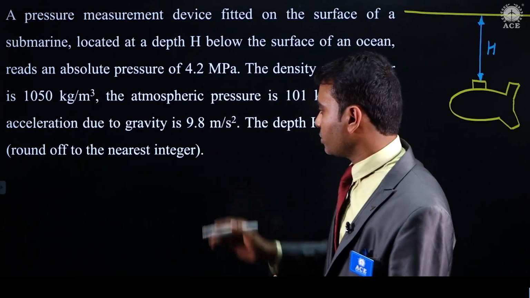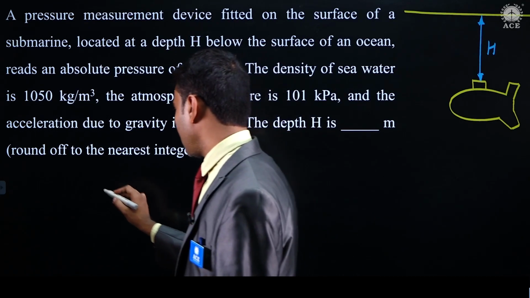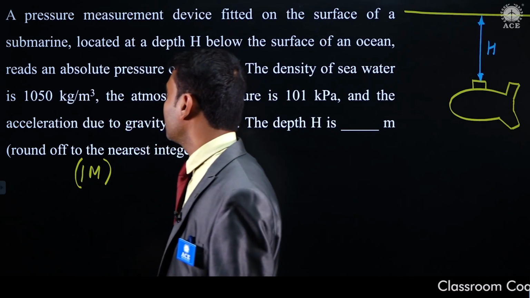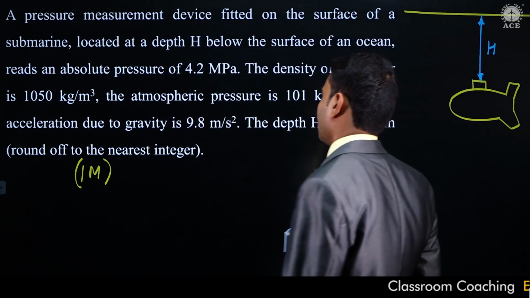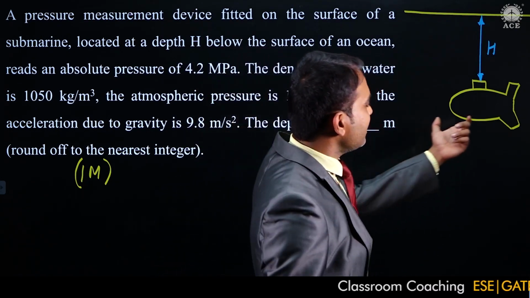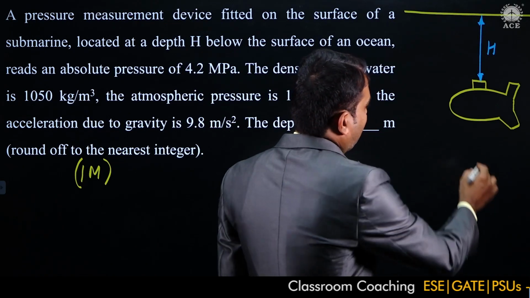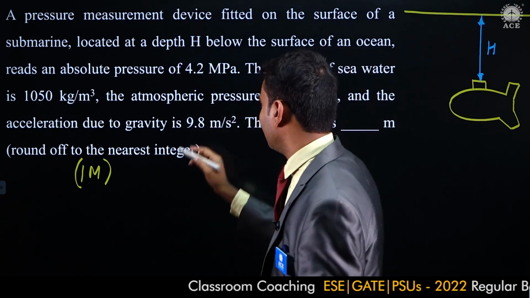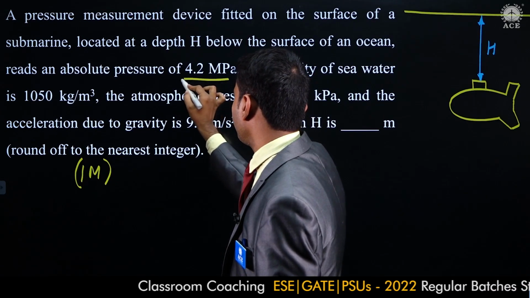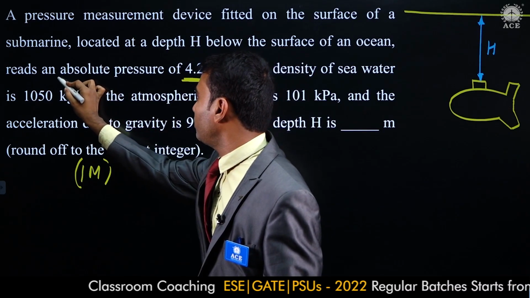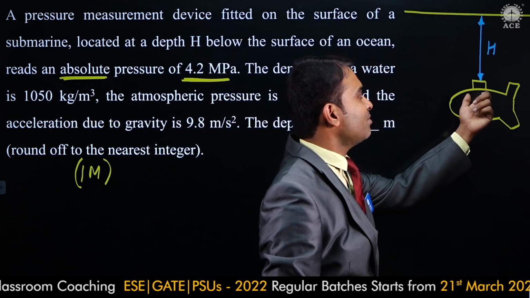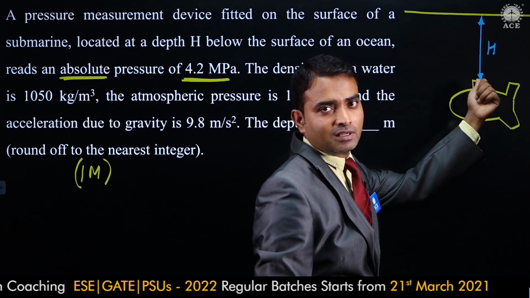Now look at the next question. This question was also asked in the morning session for 1 mark. In this question, a submarine is given. On the submarine, one pressure measuring device is placed. That device is reading an absolute pressure of 4.2 megapascal. The reading given by this pressure measuring device is 4.2 megapascal.